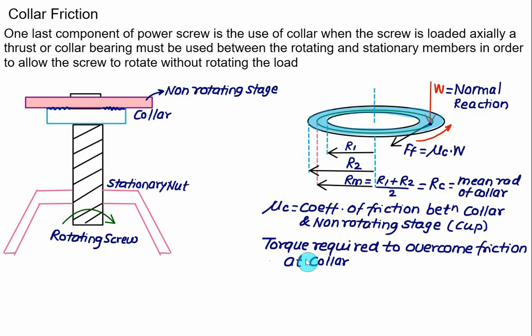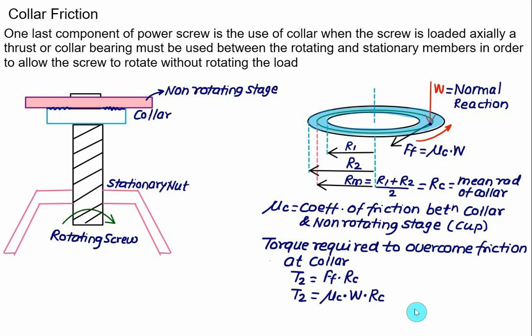So here we can find out the torque required to overcome the friction at the collar and the cup, that is the non-rotating stage. Let's call this T2. This value is the same as the friction force Ff multiplied by the mean radius of collar, Rc. But the friction force is mu c, the coefficient of friction between the collar and the non-rotating stage, multiplied by the normal reaction. So the additional torque required is T2 equal to mu c multiplied by the load W multiplied by Rc, where Rc is the mean radius of the collar.